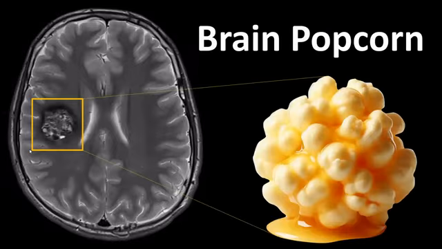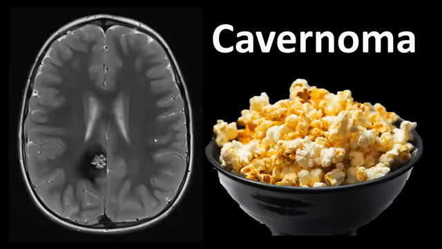Here we see a lesion which, if you use your imagination a bit, looks like a popcorn. And this is a very typical appearance on T2 weighted images, but you can also see it on T1 weighted images of a brain cavernoma or a cerebral cavernous malformation. These are slow flow vascular malformations of the brain. They are not infrequent and they can hemorrhage.